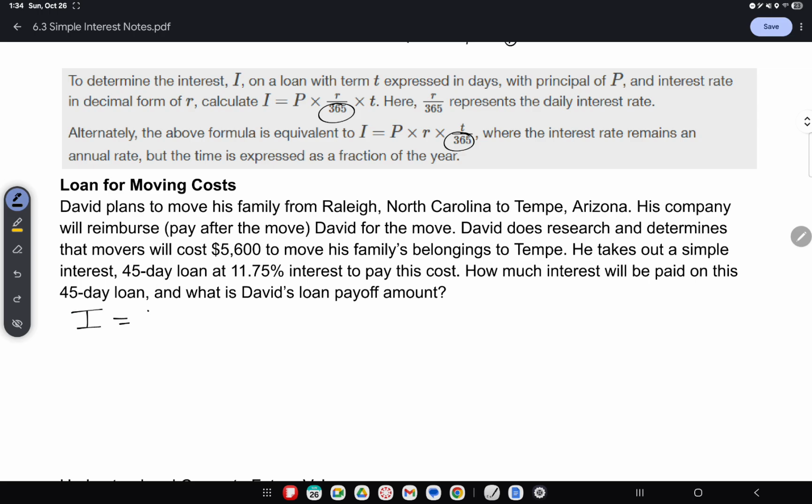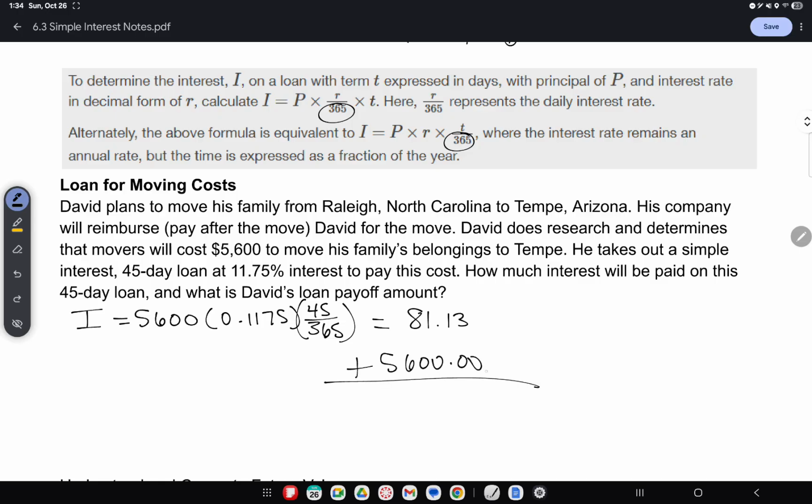So the interest is the principal amount, so $5,600 times the rate, so 0.1175, and then it's 45 days, so 45 out of 365, for a grand total interest of $81.13. And then we'll just add that to the $5,600 principal amount. So we get $5,681.13.